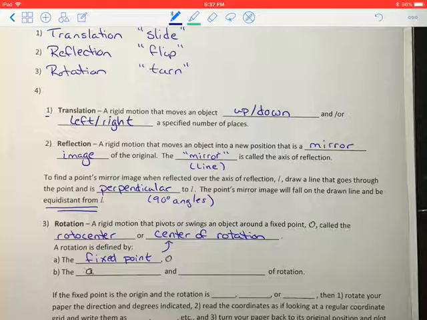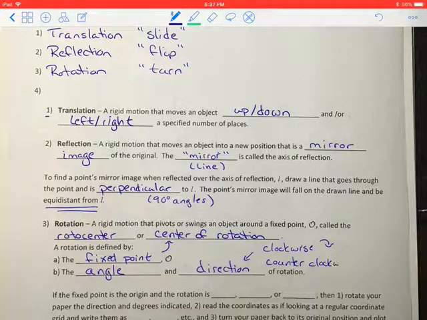And then we need an angle and a direction. Right, so maybe we want to rotate 90 degrees, and the direction will be either clockwise, right, so basically going this way, or counterclockwise, which would be rotating back this way. So the way the clock goes is clockwise, opposite of the way the clock goes is counterclockwise.